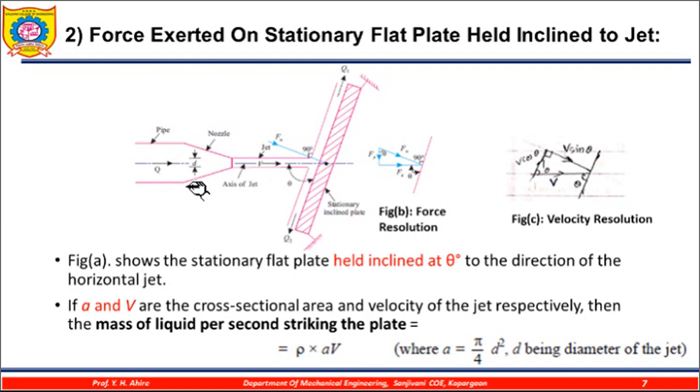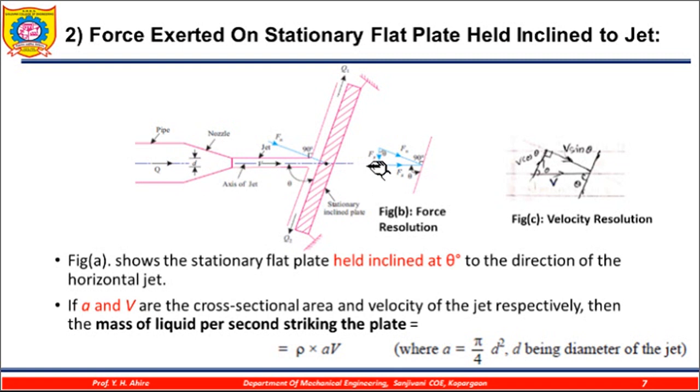This is a pipe which has a nozzle on its end. The nozzle will produce a high velocity jet of liquid like water. The jet diameter is, suppose, small d, and so we say the jet area is, suppose, small a. Say capital V is the velocity of the jet. You can see the jet is horizontal because the pipe is horizontal. So let us call it the x direction.